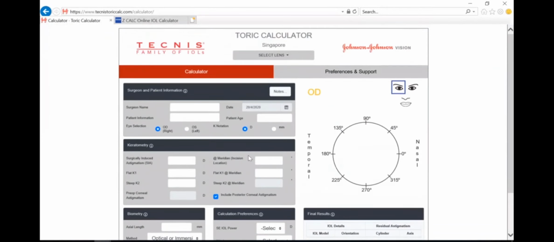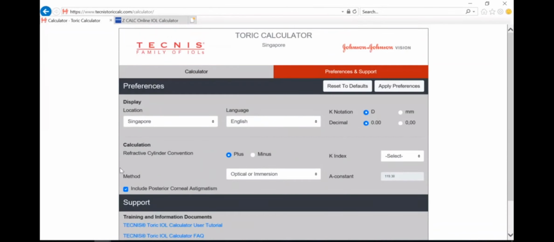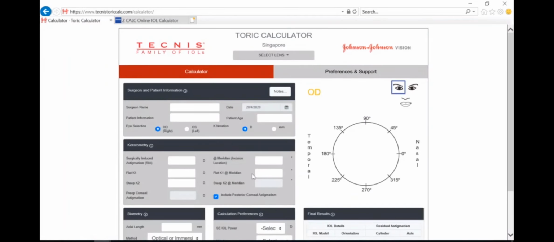Oops, it took away my calculation, right? So if you are using instruments that do not measure posterior cornea, then you may want to turn this on. But if the surgeon is using instruments that include posterior cornea astigmatism, then you can turn this off, because whatever you input as your K readings here, you would have assumed that it has taken posterior cornea into consideration.